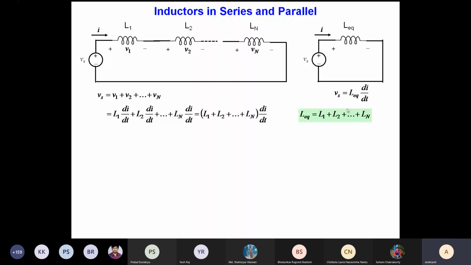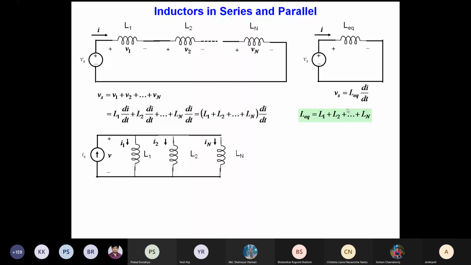Similarly, if you have inductances in parallel, there are n inductances L1, L2 to Ln in parallel, connected to a current source Is. That current gets distributed among the n inductors. The question is whether it is possible to find an equivalent value for the n inductances in parallel. In parallel combination, V is a constant.